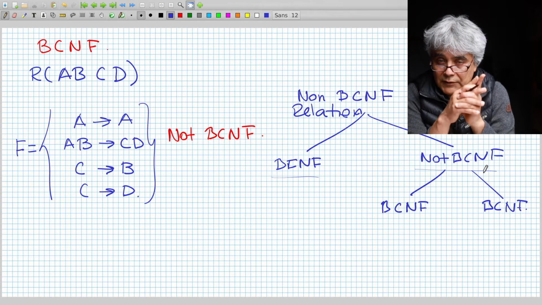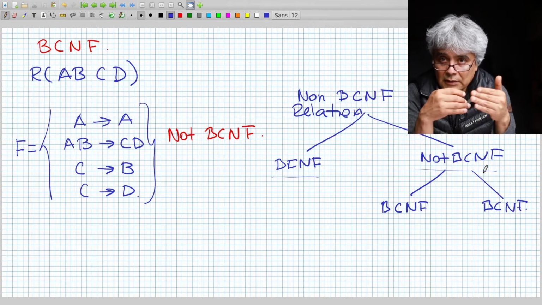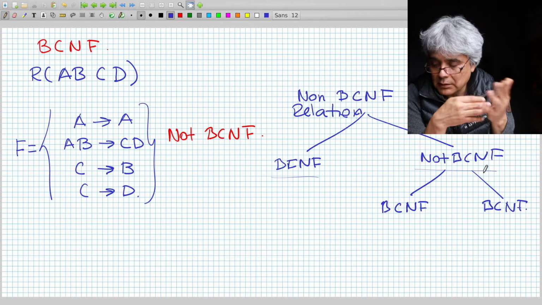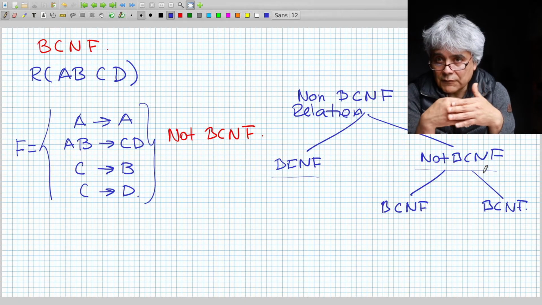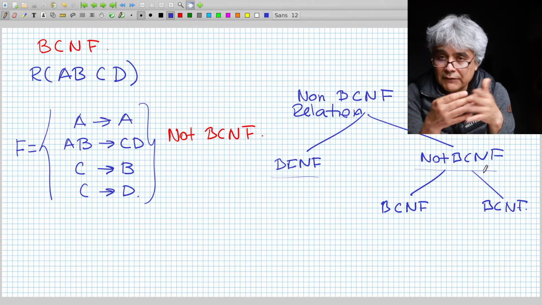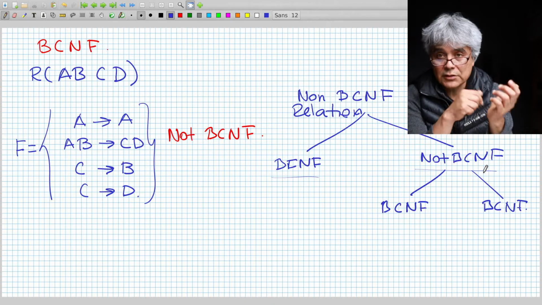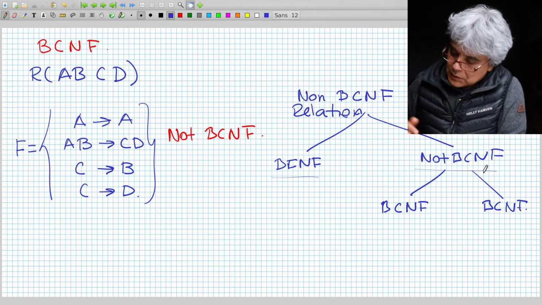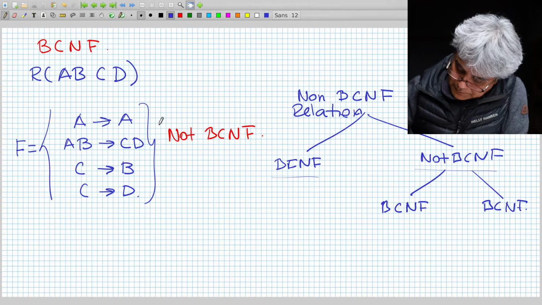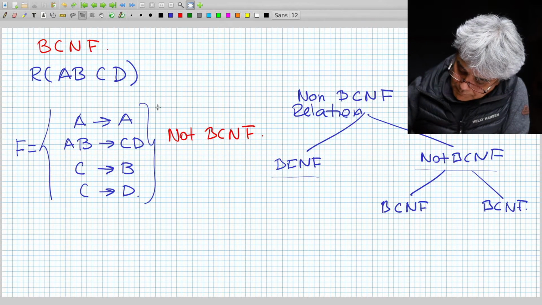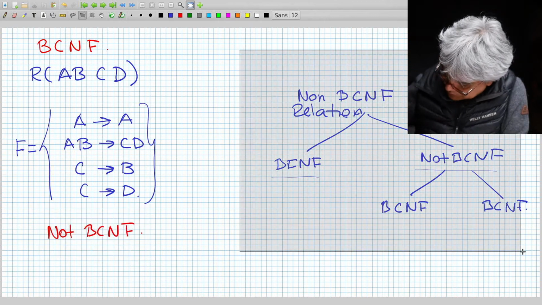Remember, a good BCNF decomposition is such that the decomposed relations, when I join them together, give me the original relation, and the functional dependencies of the decomposed relations are FD preserving. So unfortunately, I might lose FD preservation. But we'll discuss that in a second. So this is my relation. This relation is not BCNF, and I want to decompose it.